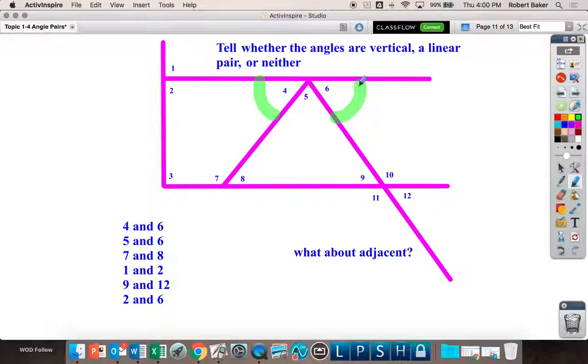So you're saying these 2 angles are a linear pair and they add up to 180? It's not a linear pair. It's neither. That's the one that tricks you, right? 5 and 6 is a little tricky.